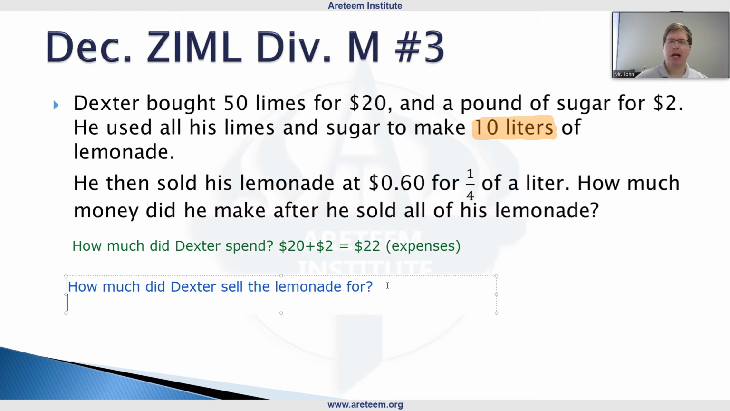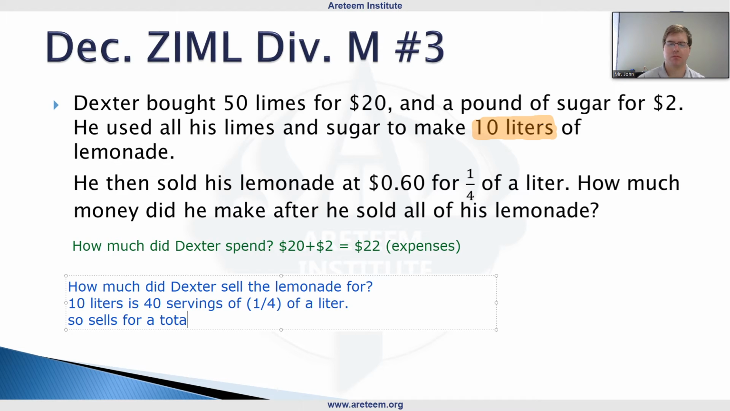So how many servings is this? 10 liters is 40 servings of 1/4 of a liter. And if he's selling each of those for 60 cents each, the net amount he makes is 60 cents times 40, which gives us $24. This would be revenue here.